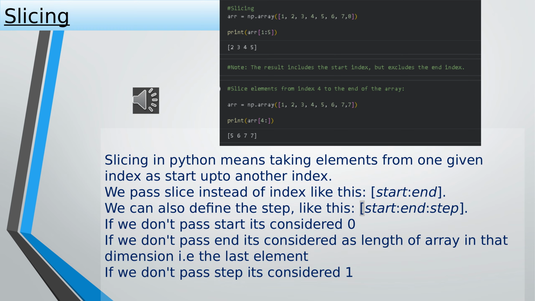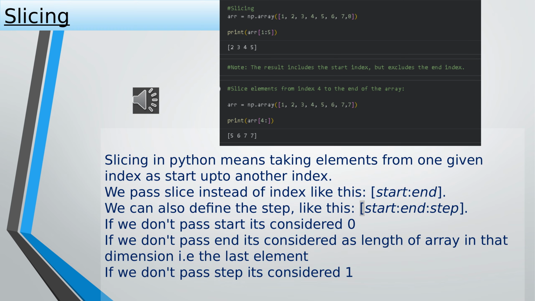Slicing in Python means taking elements from one given index as start up to another index. We pass a slice instead of an index like this: [start:end]. We can also define the step like this: [start:end:step]. If we don't pass start, it's considered 0. If we don't pass end, it's considered the length of the array in that dimension, that is, the last element. If we don't pass step, it's considered 1.